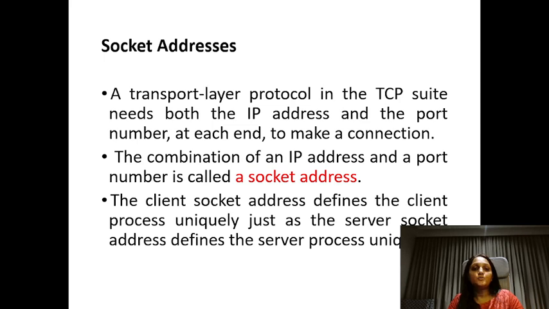What is the first line? A transport layer protocol in the TCP suite needs both the IP address and the port number at each end to make the connection, because as we said, TCP is a connection oriented protocol. For a connection oriented protocol, the important thing first is connection establishment, then data transfer. For connection establishment, we require the IP address as well as the port number. Then the last line: the client socket address defines the client process uniquely, just as the server socket address defines the server process uniquely. Hope you understand this socket address concept. Thank you.